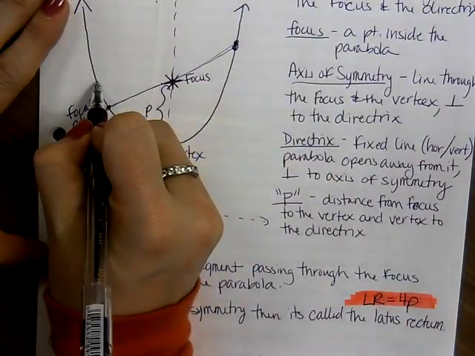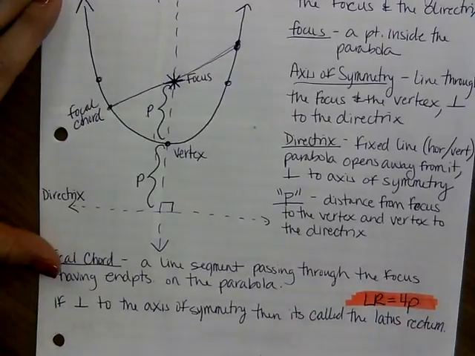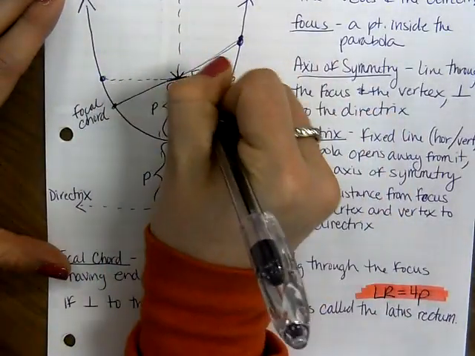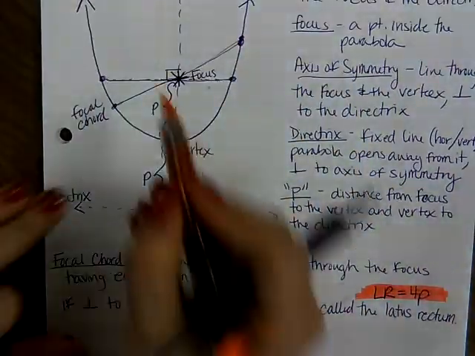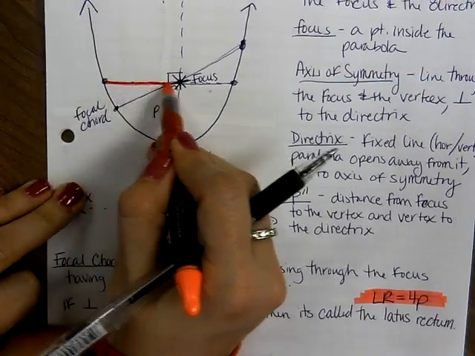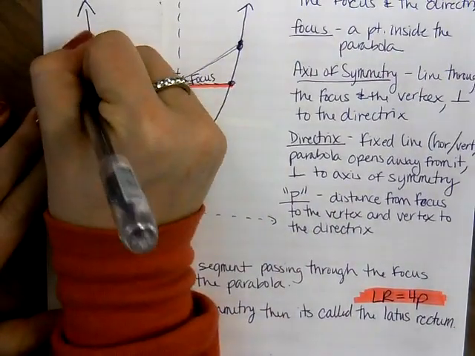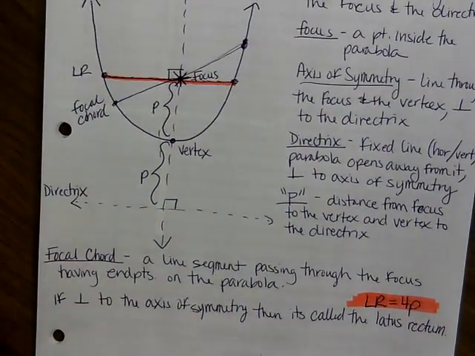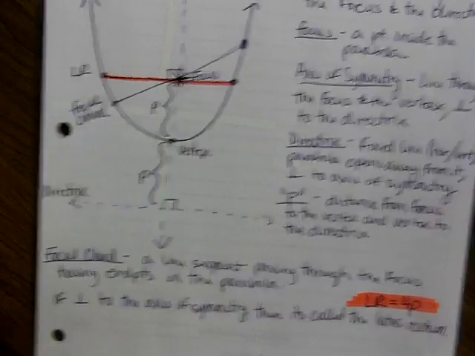Now, this is the same situation. It's still going to go through the focus. It's going to touch both sides of the parabola, but now it has a special property of being perpendicular to the axis of symmetry. So these are perpendicular. So this is the LR, or the latus rectum. Okay? Stupid. So far, so good? You want to see the equations now?